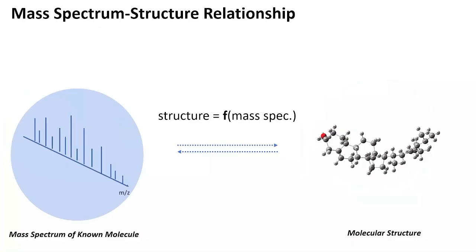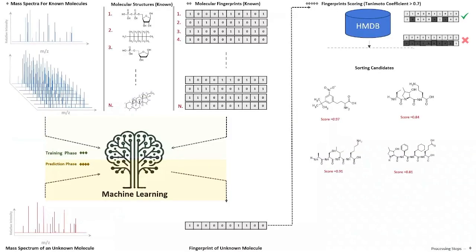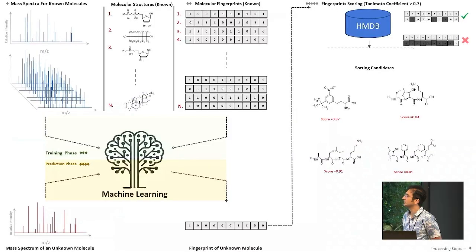So, very simply, we are going to make some mathematical functions between the structure and mass spectra of the molecules, and then use those models for prediction of the unknowns. This also shows the whole picture of the work schematically. On the top left, we have the MS spectra of all of our known molecules in a particular metabolomics study. We know the structure of those molecules.